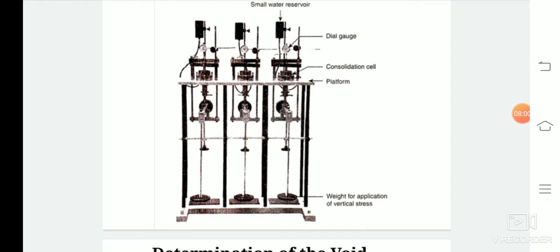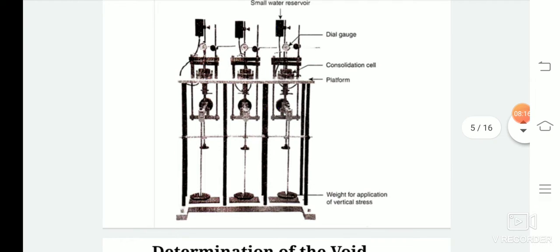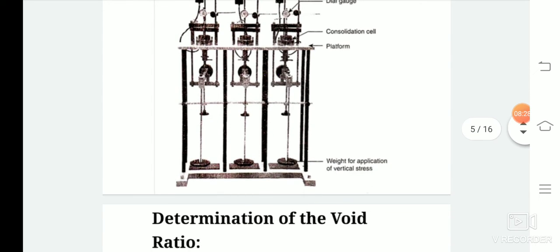The soil specimen is allowed to swell and the dial gauge readings are taken at the same elapsed times as we have discussed, or at hourly intervals. After the load is completely removed, the consolidation cell is dismantled and the soil specimen is taken out. The final thickness of the sample, the weight of the sample and the dry weight are determined and then recorded.